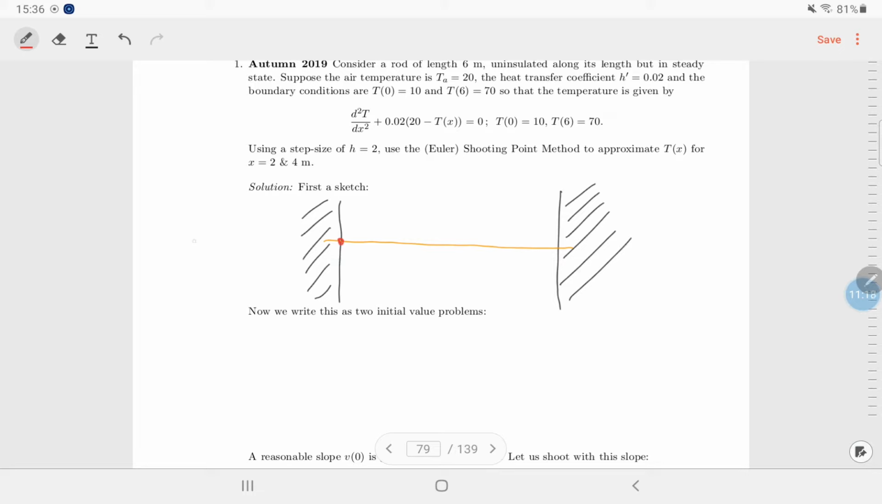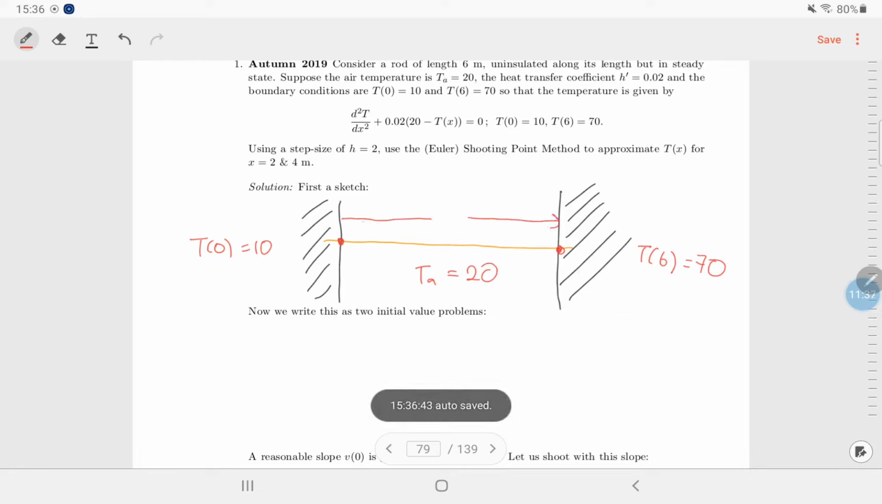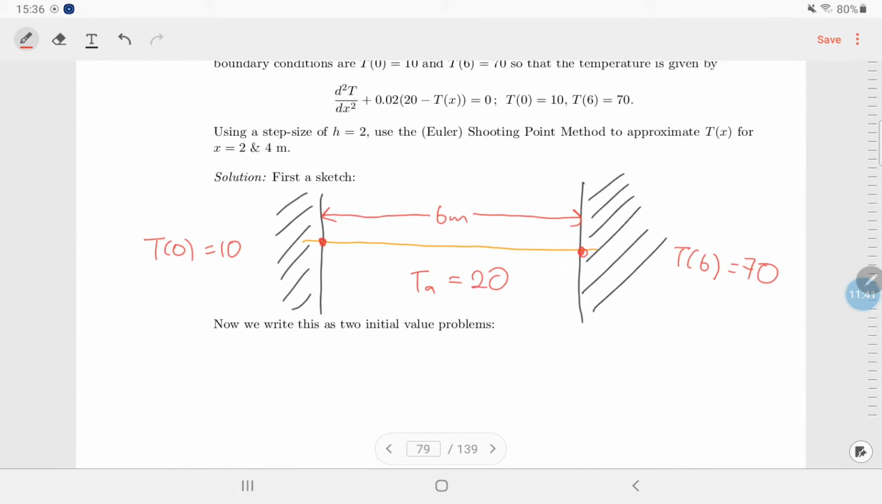Now I'm just going to write, what will I write? T at 0 is equal to 10. That means at 0 along the beam, the temperature is 10. And here, 6 meters along the beam, the temperature is 70. And the air temperature is 20. And this length is 6 meters. So that's what we're looking at here.